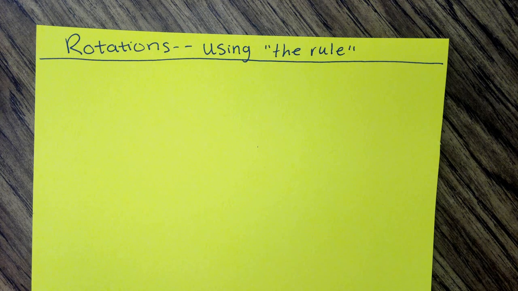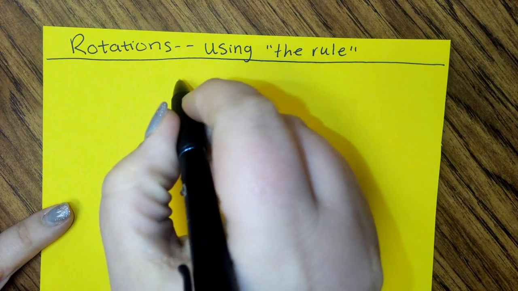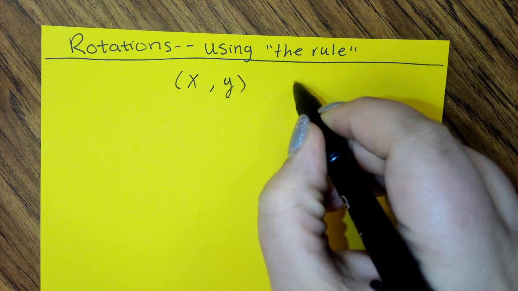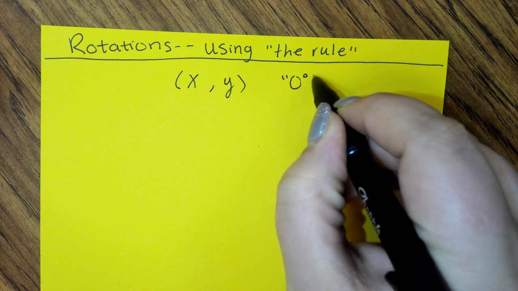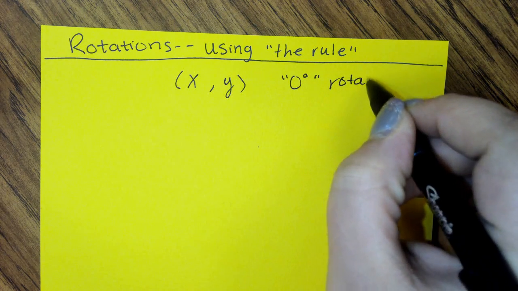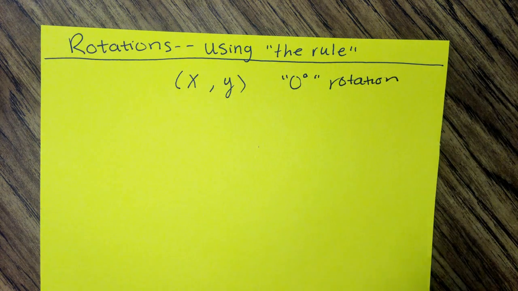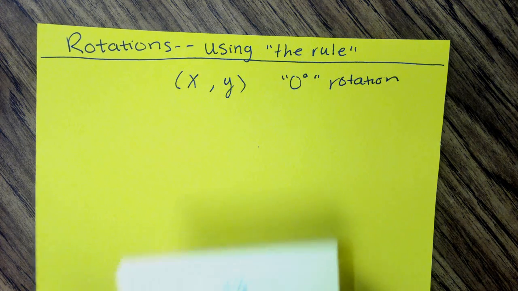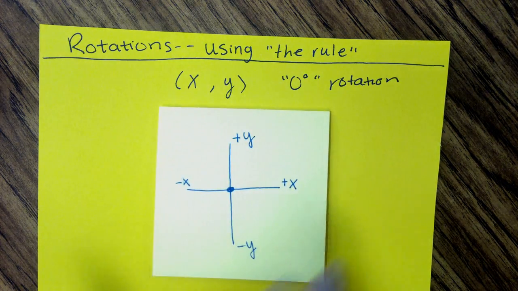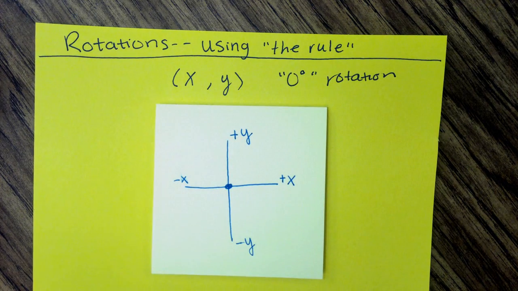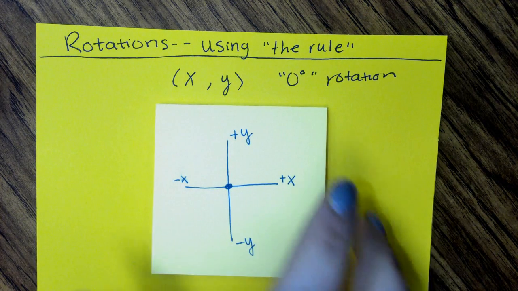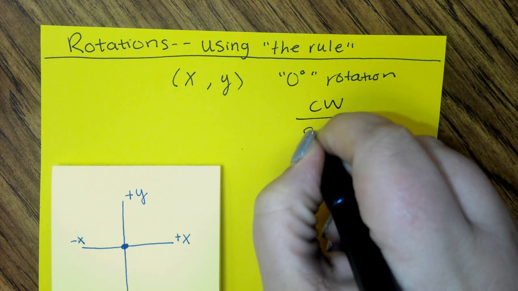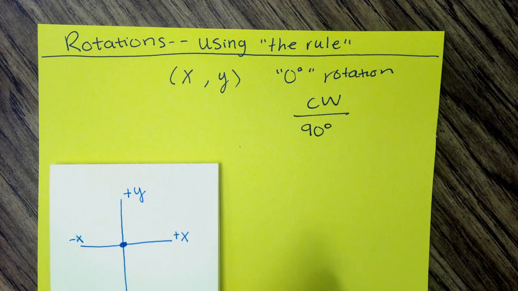So first, we know we always start with x comma y. That is a 0-degree rotation. That's where we start at. Okay. Let's just start out with a 90-degree rotation clockwise. So we'll make a clockwise 90-degree rotation.